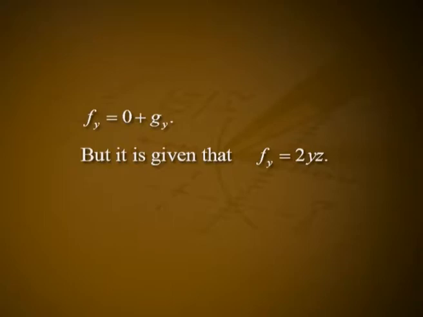Integrating fx with respect to x, we obtain f = integral of 3x² dx + g(y, z), which is equal to x³ + g(y, z), where g(y, z) is an arbitrary function of y and z and not involving x. Now differentiating f with respect to y, we obtain fy = 0 + gy. But it is given that fy = 2yz. Hence, fy = gy = 2yz.